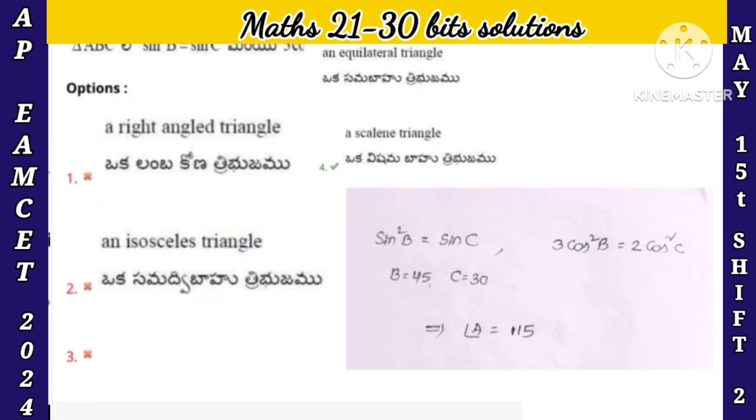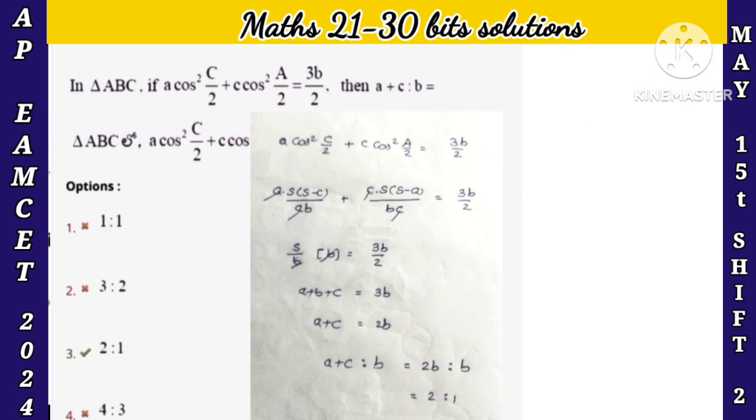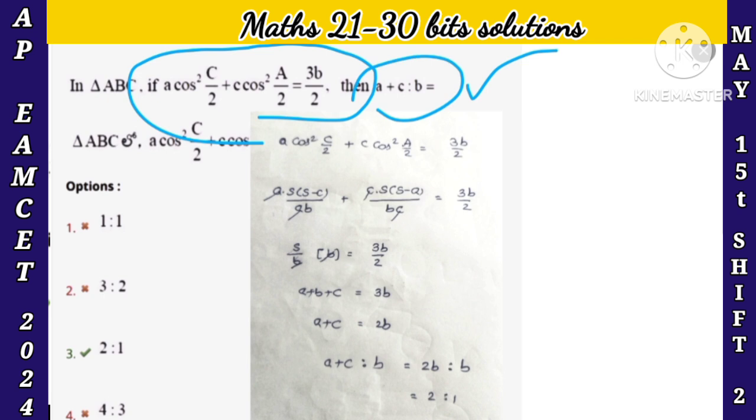Okay, so the next problem. This is a direct type equation, very easy one. If a cos square C by 2 plus c cos square A by 2 is equal to 3 into b by 2, then what is the ratio of a plus c to b? First, simply substitute the cos square C by 2 formula and cos square A by 2 formula.